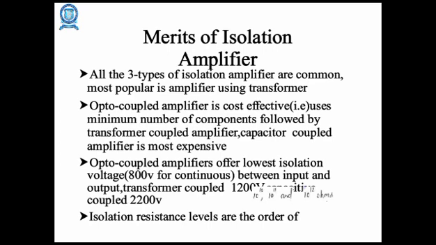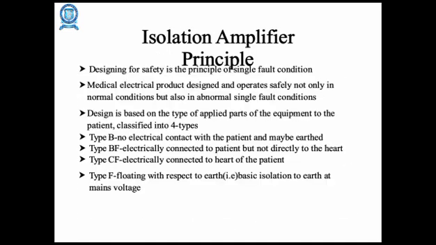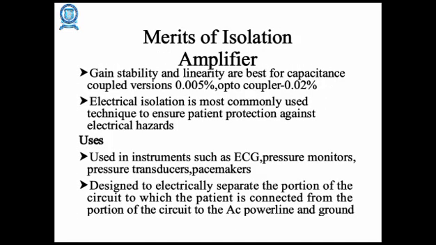The merits of isolation are common for all three types of isolation amplifier. The most popular amplifier uses a transformer. The optocoupler amplifier is more cost effective. It uses a minimum number of components, followed by the transformer coupled amplifier. The capacitor coupled amplifier is more expensive. Optocoupler amplifiers offer lower isolation voltage between input and output, while the transformer coupled offers 1200 volts and the capacitor coupled 2200 volts. Isolation resistance levels are of the order of some values. Gain, stability and linearity are best in the capacitor coupled versions.